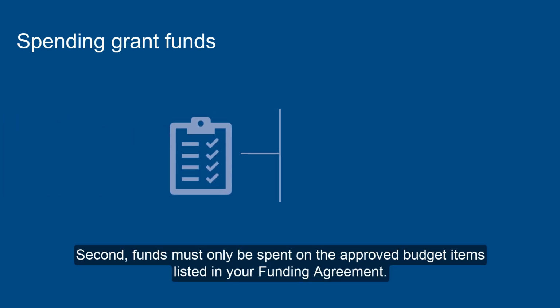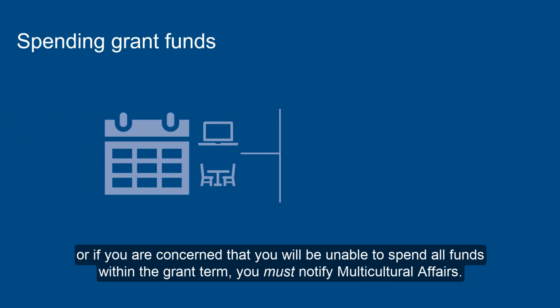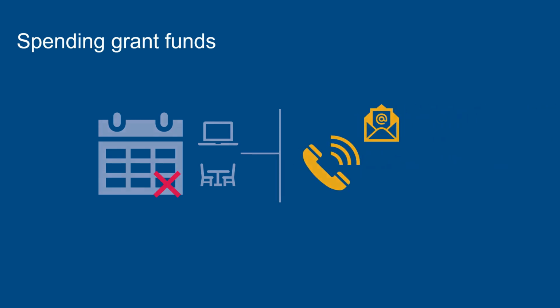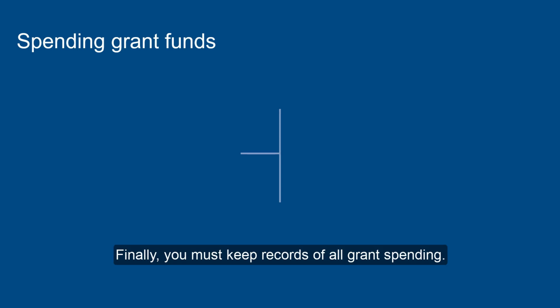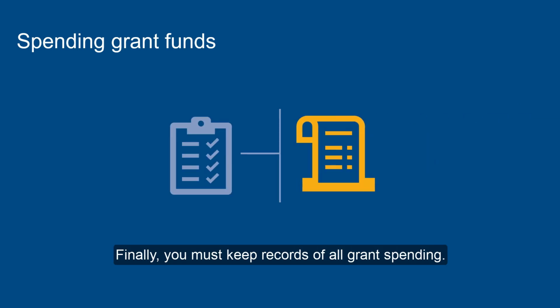Second, funds must only be spent on the approved budget items listed in your funding agreement. If you need to alter the budget items in any way, or if you are concerned that you will be unable to spend all funds within the grant term, you must notify Multicultural Affairs. Finally, you must keep records of all grant spending.